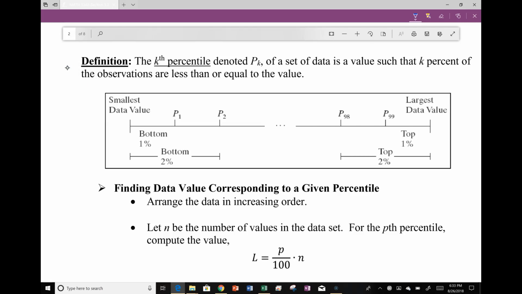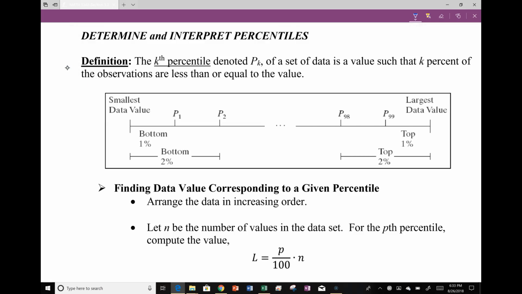We would like to continue our study of measures of position and discuss percentiles. Think about percent. Percentiles are those where we have broken up the data into 100 even pieces. So the kth percentile, denoted by capital P, lowercase k as a subscript, of the set of data, is a value such that k% of the observations are less than or equal to the value.